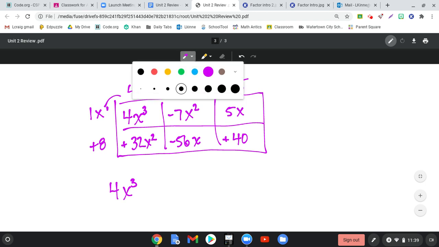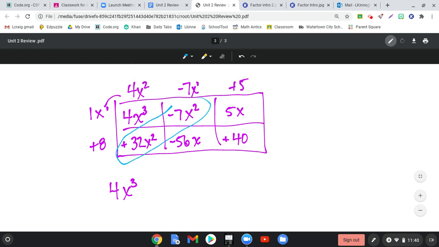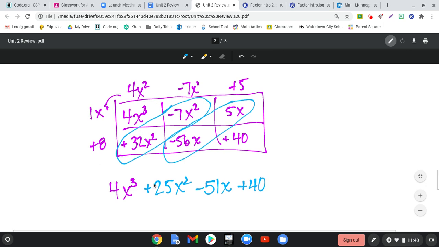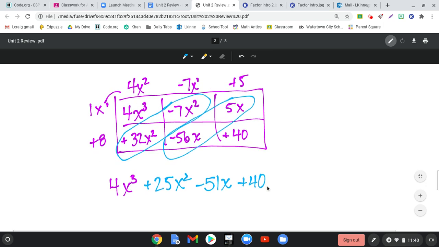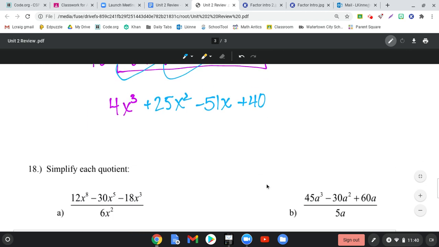Start with your biggest exponent, that's our leader, 4x to the third. And then we want to just combine our other terms. So we've got our x squareds. How many x squareds do we have? Add those up. You have positive 25x squared. How many x's do we have? Negative 56 plus 5 would be negative 51x. And then your constant goes at the end. And again, there's your countdown. 3, 2, 1, 0.